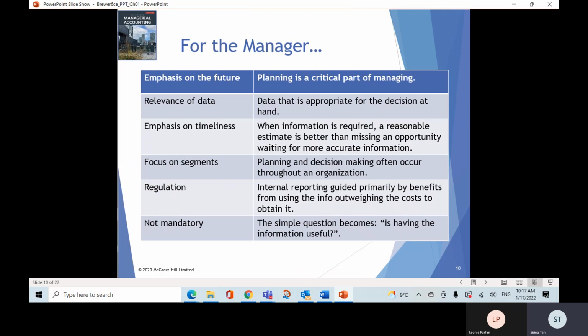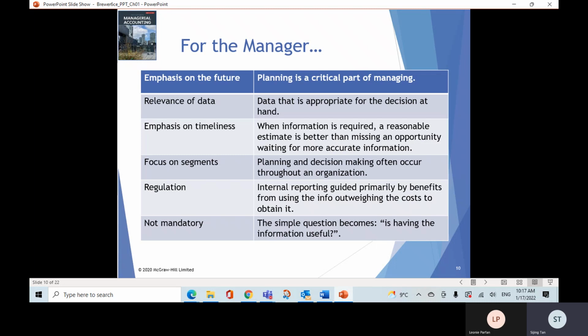Now, focus on the segment of management of an organization. Financial accounting is concerned with reporting for the company as a whole. Managerial accounting focuses more on the segments of the company. Examples of the segments include production lines, sales territories, divisions, departments, etc.